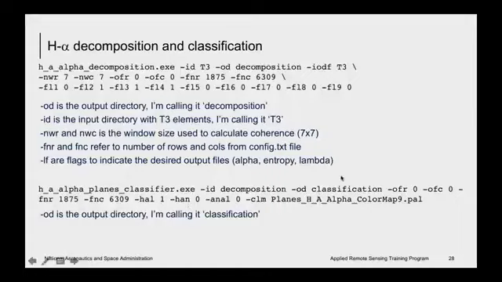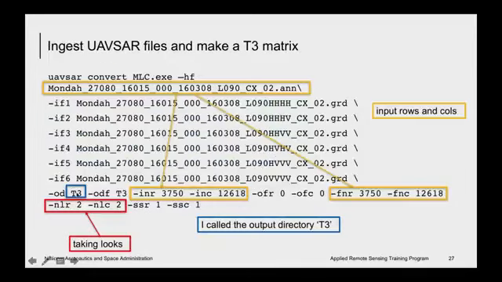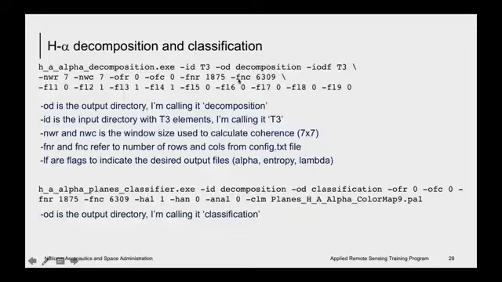But today, we're going to focus on the H-alpha decomposition. So this is how you would call it from the command line. It's the H_A_alpha decomposition. And the input directory is T3, which, as you remember, was my output directory before. And my output directory, I'm calling it decomposition. The format is again T3.